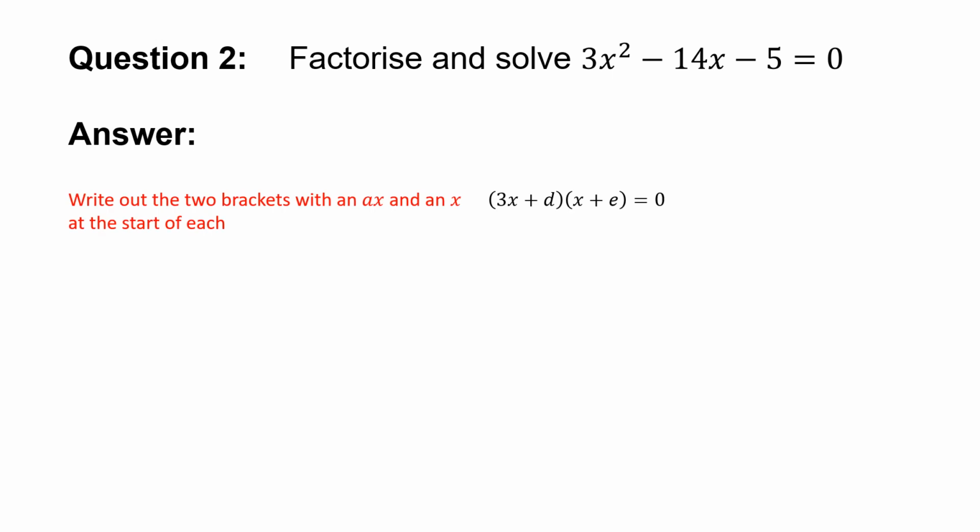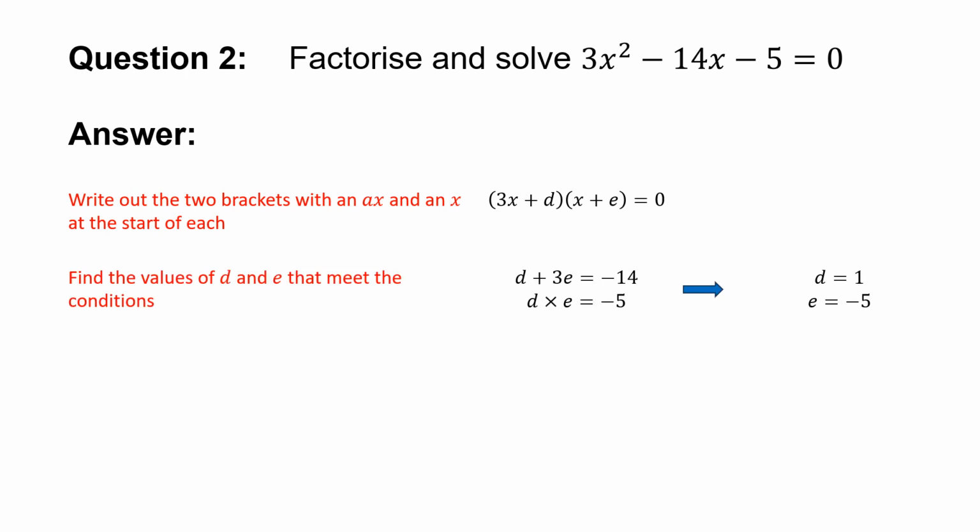So once again, we have nothing to rearrange, so we can just jump straight into figuring out what the brackets are going to look like. So in this case, we're going to have 3x plus d times x plus e is equal to 0. So now we need to work out our conditions for d and e. We're going to have d plus 3e is equal to minus 14. And we're going to have d times e is equal to minus 5. So remember that minus 14 is our b term and that minus 5 is our c term.